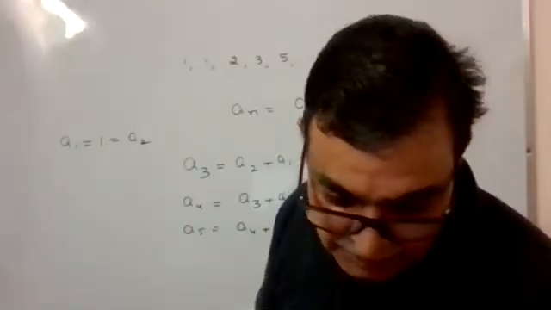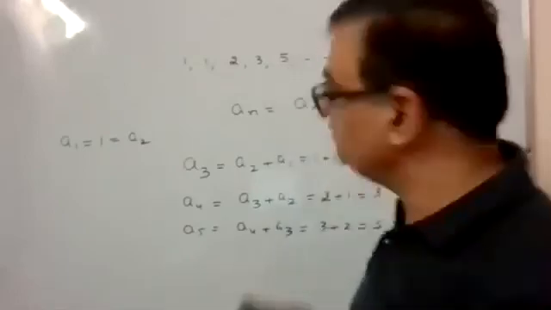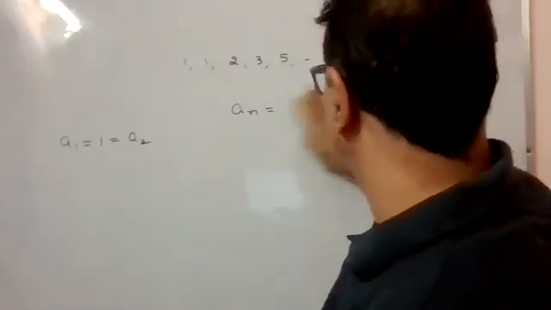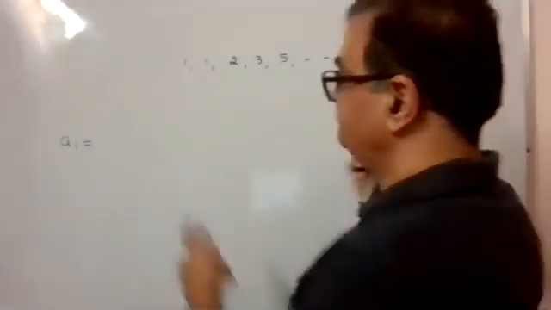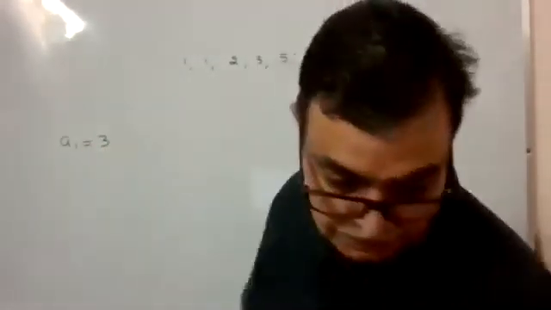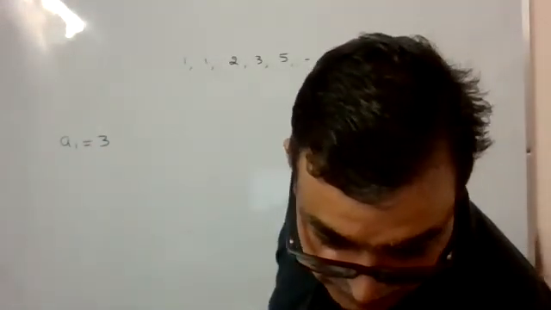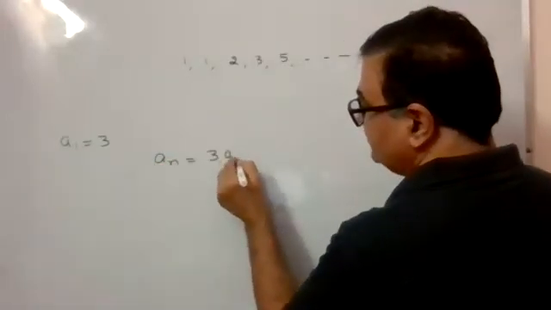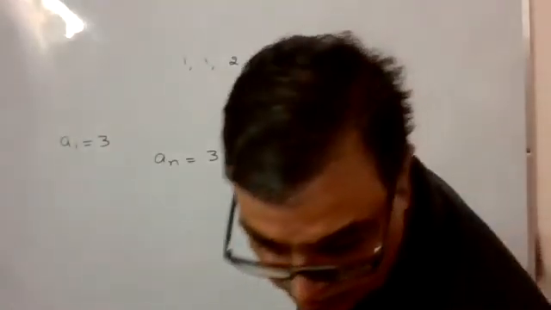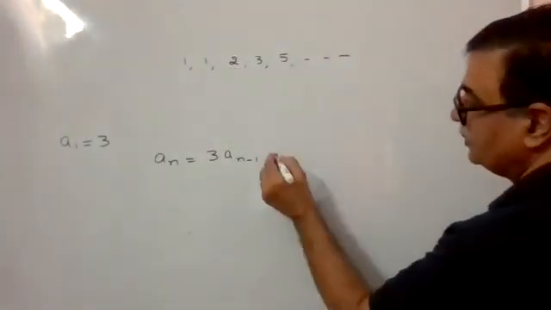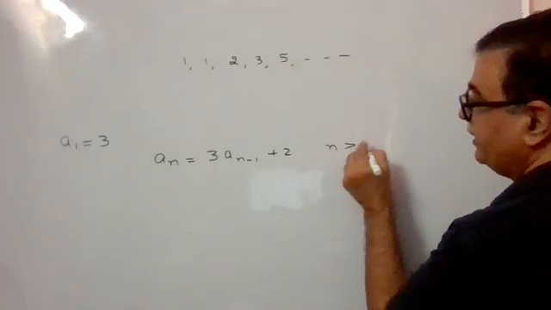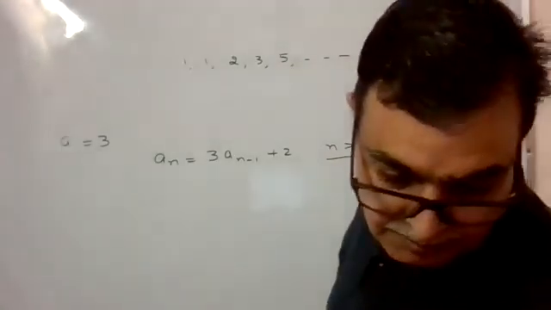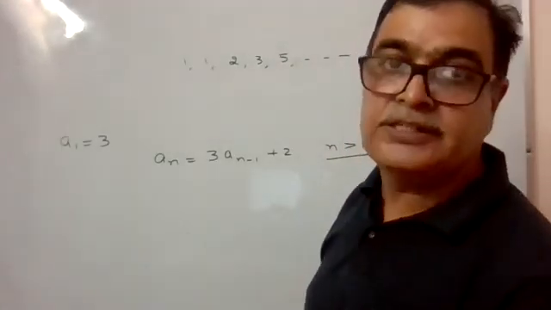A1 is given as 3, and an is 3 times an minus 1 plus 2 for n greater than 1. My question is, write the sequence of it.